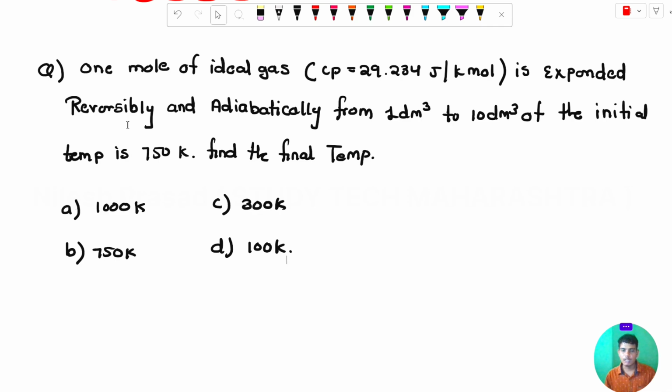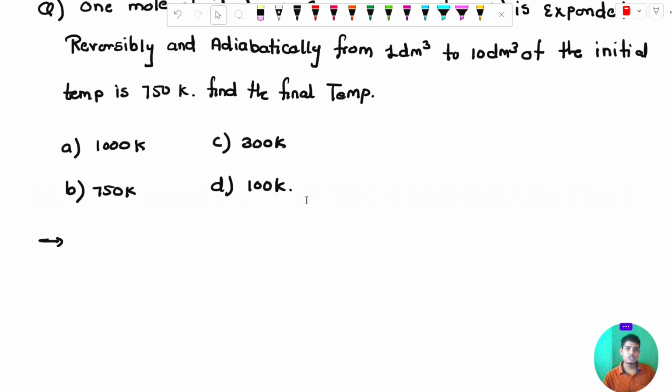1 mole of ideal gas is given. The value of Cp is also given, 29.3234 joule per kilomole. It is expanded reversibly and adiabatically from 1 dm cube to 10 dm cube, and the initial temperature is 750 Kelvin. Find the final temperature.